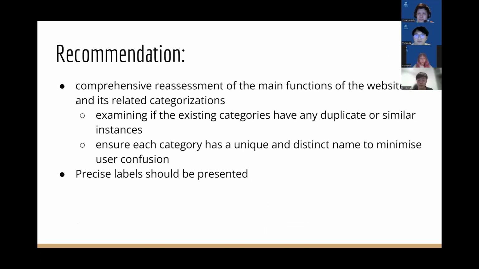To address the issue, it is recommended to conduct a thorough reassessment of the website's main functions and categories by identifying and eliminating any duplicates, and ensure each category has a distinct name to minimize user confusion. Additionally, using precise labels can further enhance user understanding and usability.